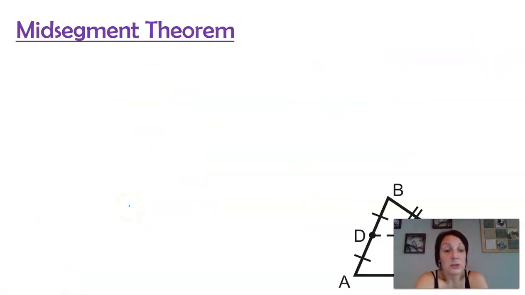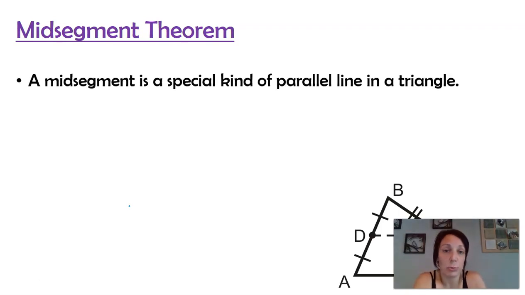Now, there's a really special situation with triangle proportionality where we have what's called a mid-segment. And again, this is not a new thing. It's just a very special case of triangle proportionality. Okay, a mid-segment is a special kind of parallel line in a triangle. And if you take a look at this picture down here that's floating over my face, you'll notice maybe what's special about a mid-segment.